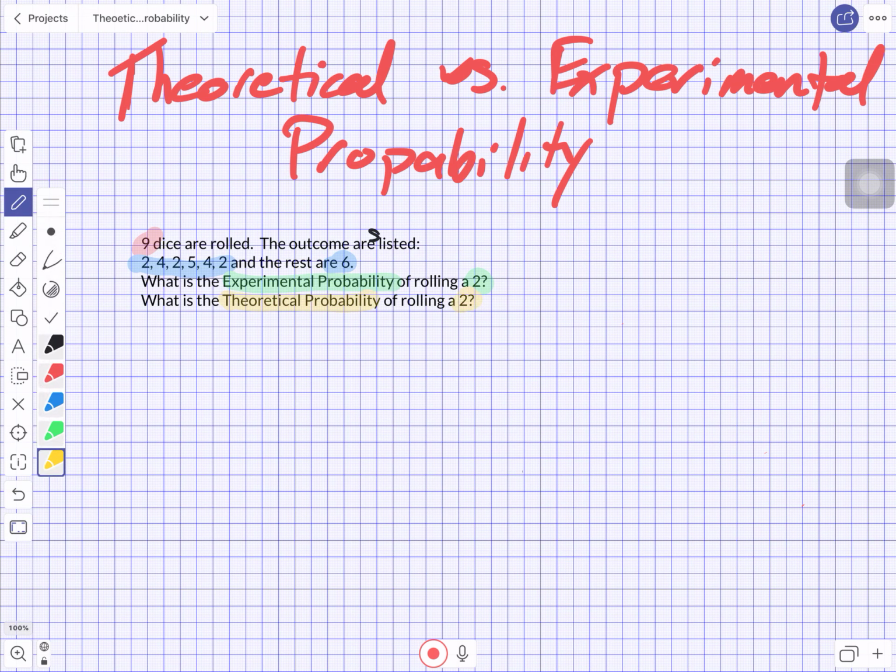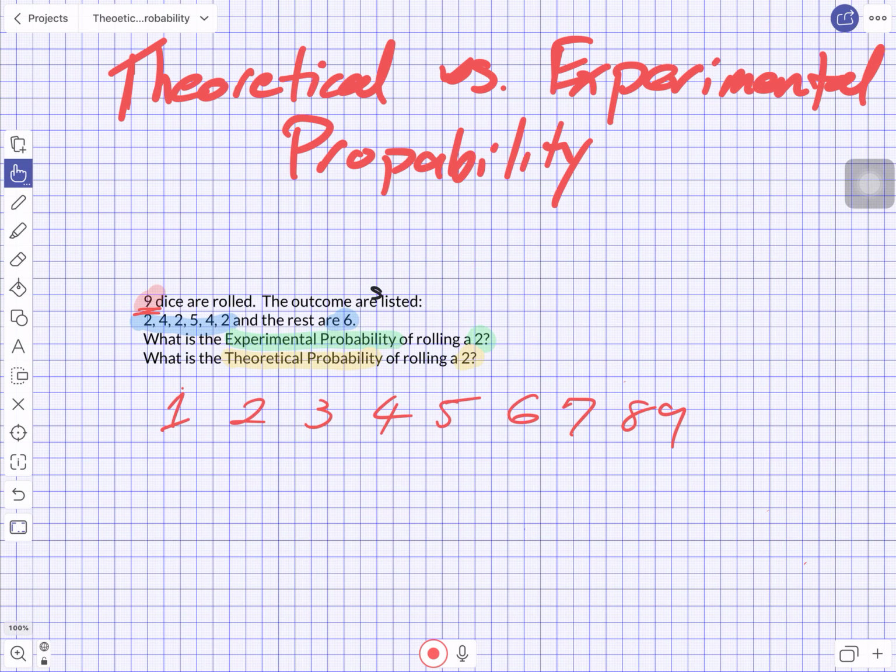First thing I'm going to do is actually represent a space for each of the die that are rolled, or the dice. Because there are 9 of them, I'm going to have 9 placeholders. So we have 1, 2, 3, 4, 5, 6, 7, 8, 9. I'm glad I counted it out loud, because I'm sure counting is hard.